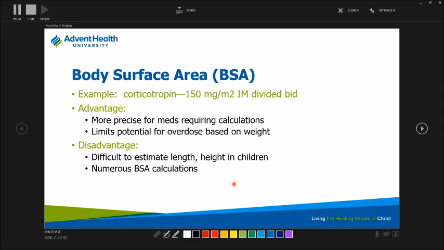That way, even if there are extremes in height or weight, they tend to balance each other out. So this is probably one of the safest ways to do it, but it's a little bit more labor intensive and only usually done for the most high risk drugs. That's why you see a lot with chemotherapy. Of the drugs you're going to deal with, 90%, probably 95%, will be milligram per kilo dosing for most of these kiddos.